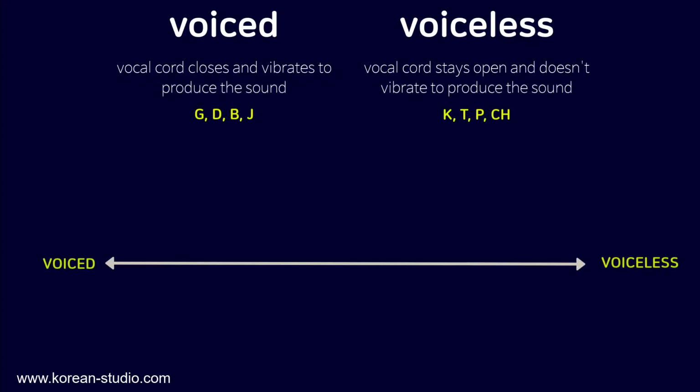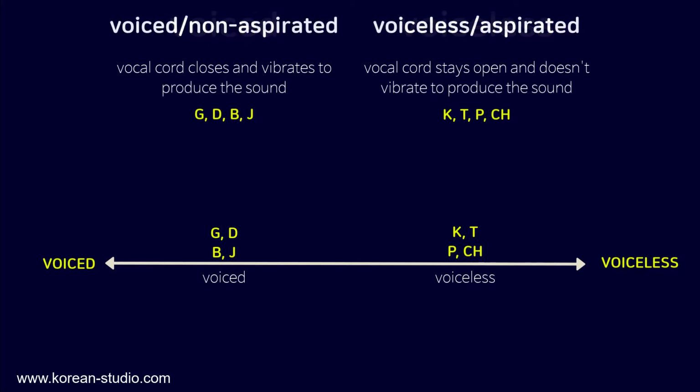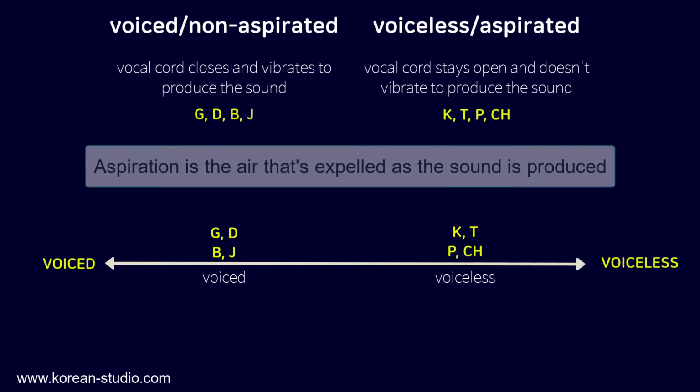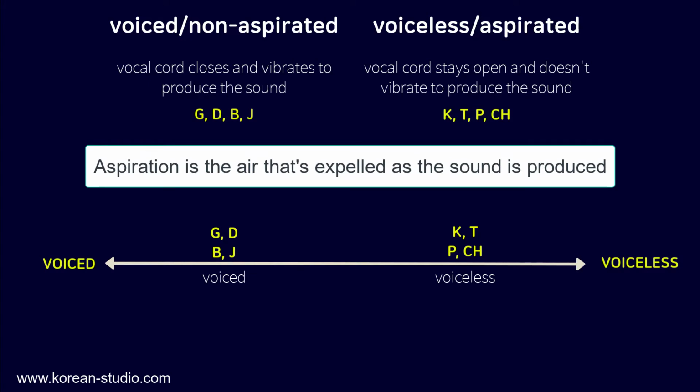So if we put these sounds on a spectrum of voiced and voiceless sounds, they will be positioned at opposite ends, with G, D, B, and J sounds at the voiced end, and K, T, P, and CH sounds at the voiceless end. Now, the second important concept with consonant sound production is aspiration. Aspiration is to do with the amount of air that's expelled as the sound is produced. Generally speaking, voiced sounds are rarely aspirated. And this is largely because these sounds are produced with the vocal cords closing, which prevents air passing through.